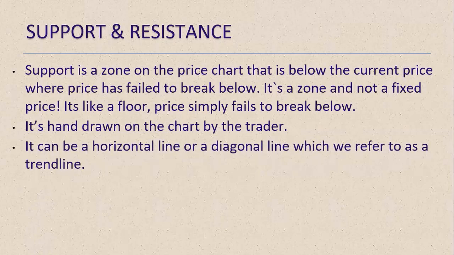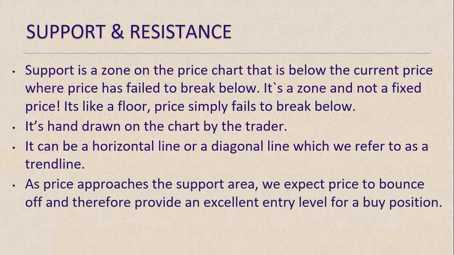So it can either be a horizontal line, like I have showed you when you're looking at a ranging market, or it can be a diagonal line, as we are going to look at on the price chart shortly. So if it's a diagonal line, then we shall refer to it as a trend line.